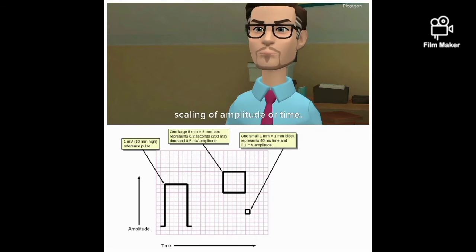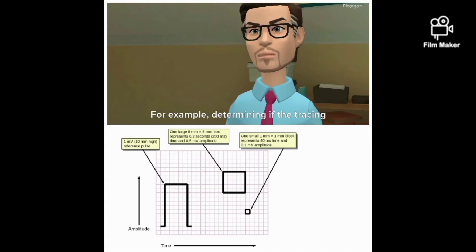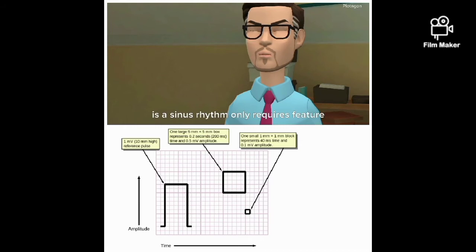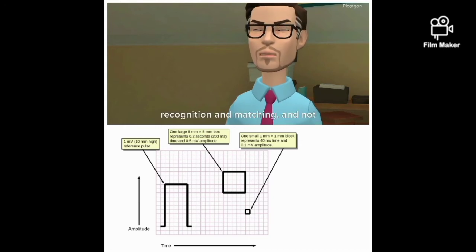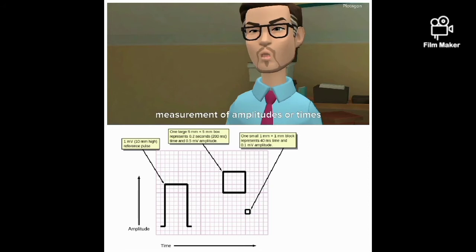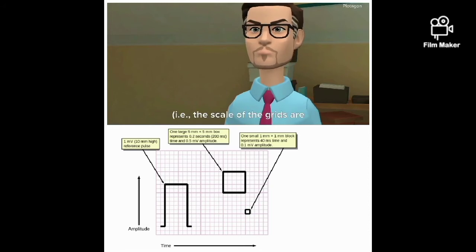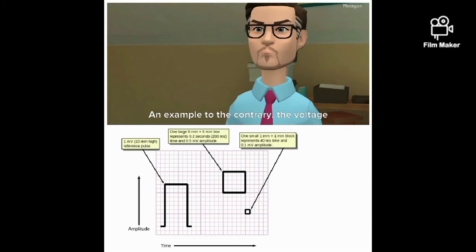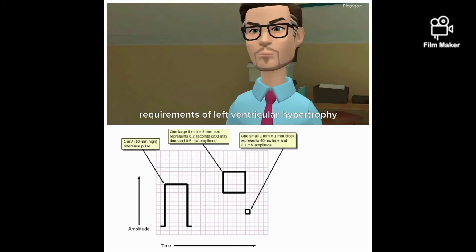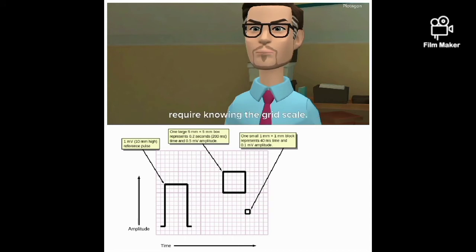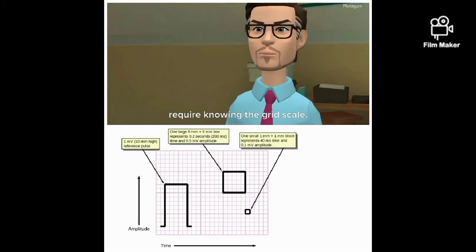Not all aspects of an ECG rely on precise recordings or having a known scaling of amplitude or time. For example, determining if the tracing is a sinus rhythm only requires feature recognition and matching, and not measurement of amplitudes or times, i.e., the scale of the grids is irrelevant. An example to the contrary, the voltage requirements of left ventricular hypertrophy require knowing the grid scale.